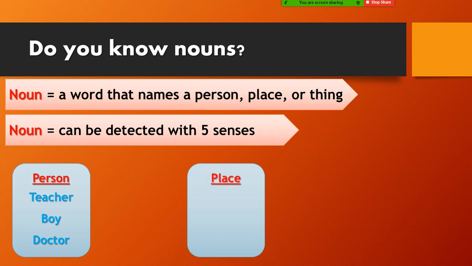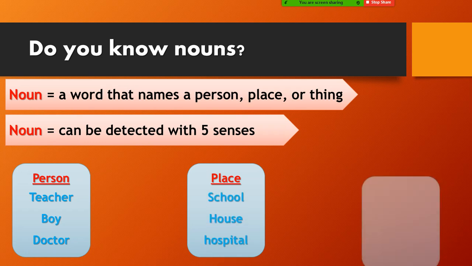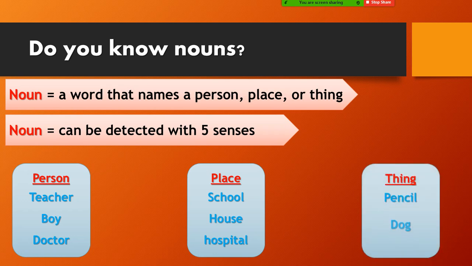This can also be considered a noun, like school, house, hospital. It could be things like pencil, dog, pen, medicine. Great. So these are all examples of nouns. Of course, you have studied this before, right? So this is one of the parts of speech, like a noun, that may form the sentence. What else did we say?